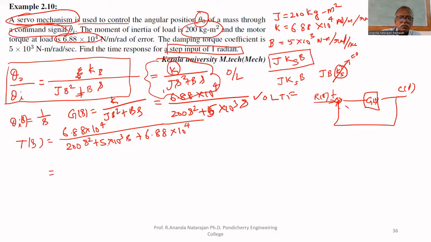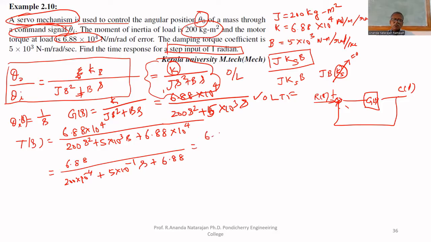That is equal to, if we take 10 power 4 out, what you will get? 6.88 upon 200 into 10 power minus 4 S square plus 5 10 power minus 1 S plus 6.88.